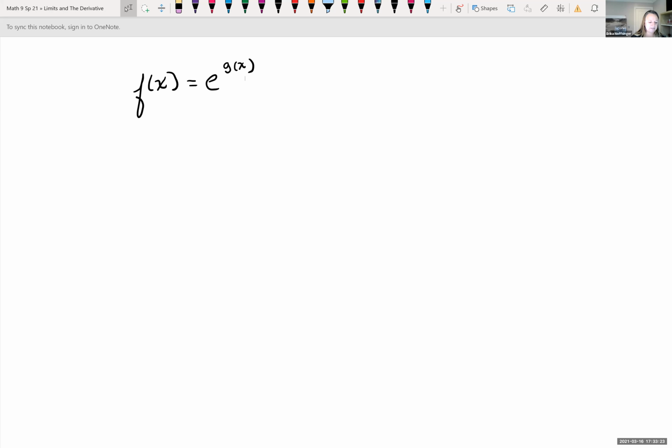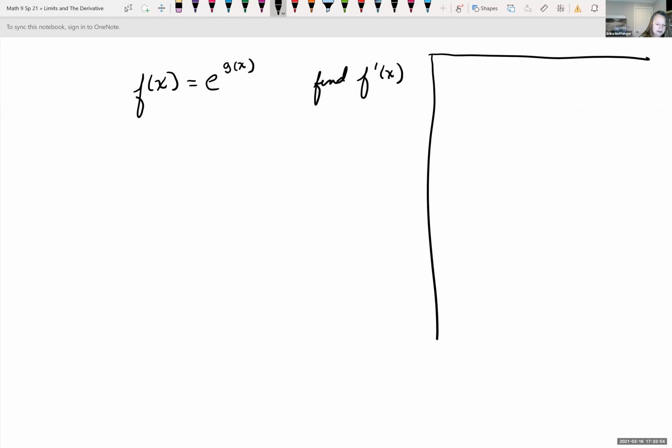Now let's look at f of x equals e raised to g of x. g of x could be x, or it could be some function in terms of x. That's why I said it could just be x. If we wanted to find the derivative of this, notice this is a composition of two functions. Before we do that, let's say we had some function h of x that was a composition of two functions, f of g of x.